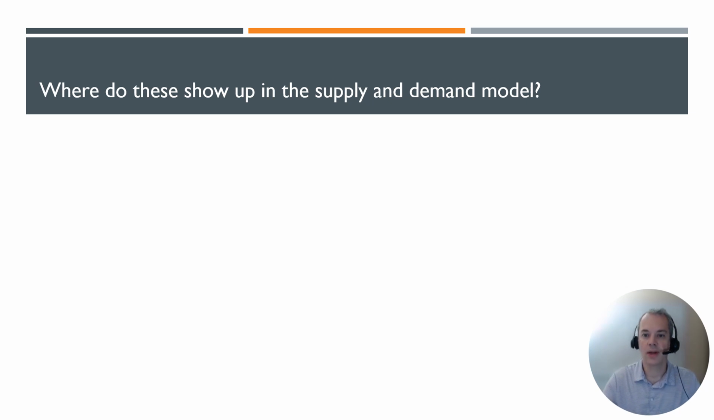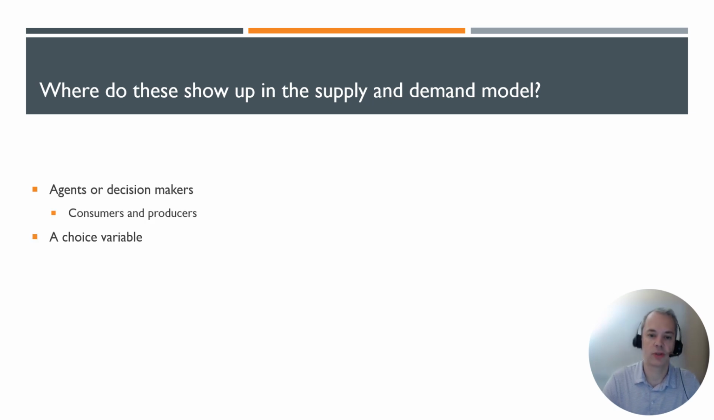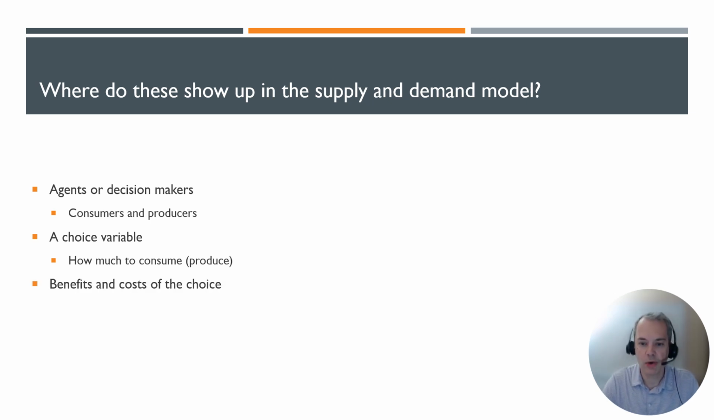So let's take a look at the supply and demand model and see how it fits into this framework. We'll have agents or decision makers, in this case, consumers and producers. We'll have a choice variable, which is how much to consume for consumers and produce for producers. There will be benefits and costs of these choices, so it'll be consumer or producer surplus.